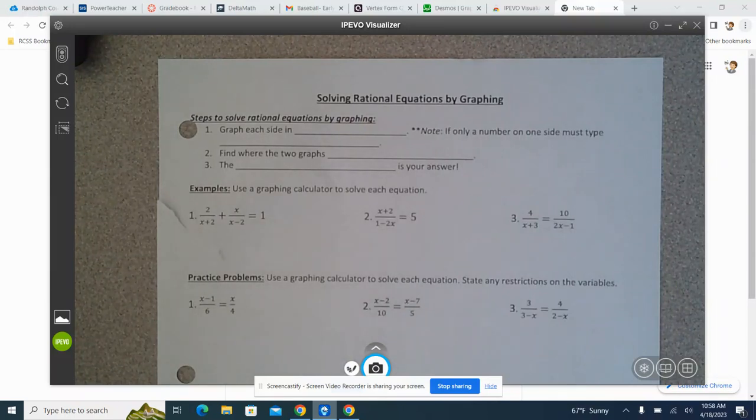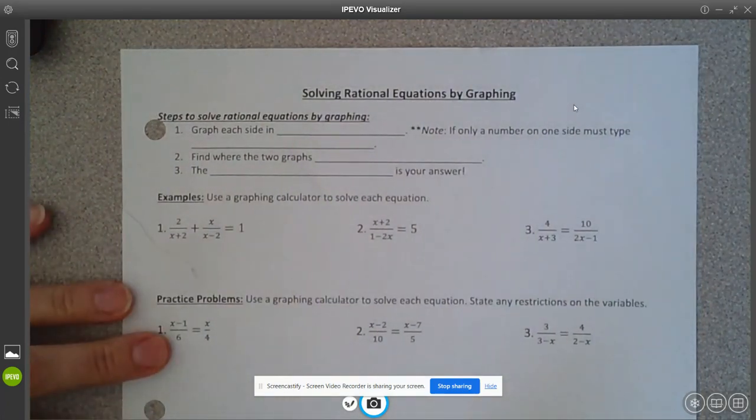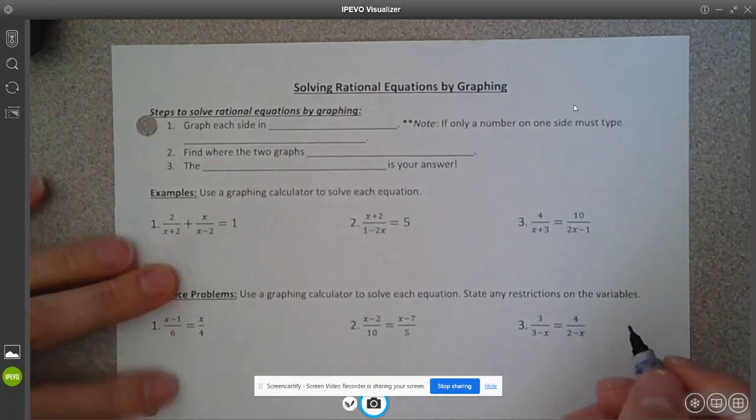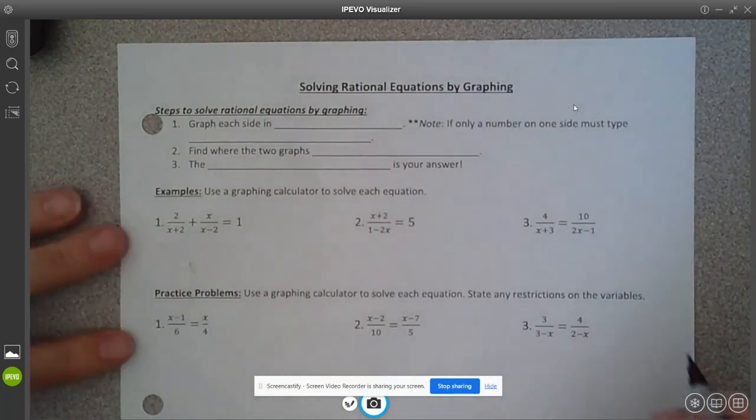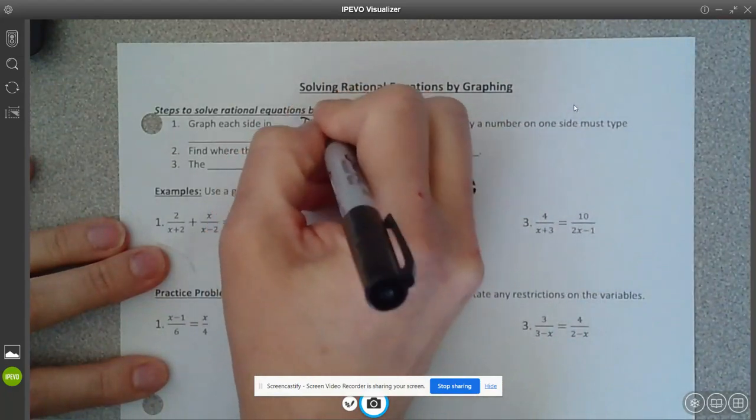All right, guys, today we're going to learn how to solve rational equations by graphing. I'm going to give you a few steps to follow. We're going to use the Desmos activity, the Desmos graphing tool. The first thing you're going to do is graph each side in Desmos.